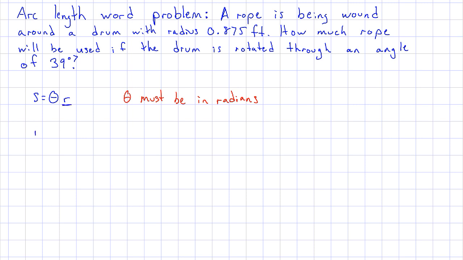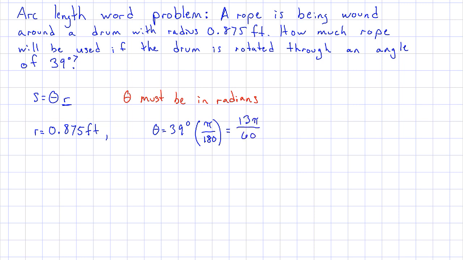So I know that radius, I can pull that straight out of my problem statement. That's 0.875 feet. Theta, I have it in degrees. I need to convert that into radians. So I will do that by multiplying by pi over 180. And then I will simplify, which will give me 13 pi over 60.